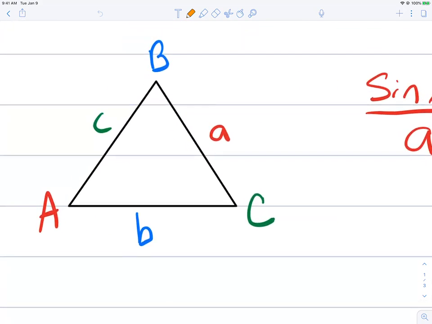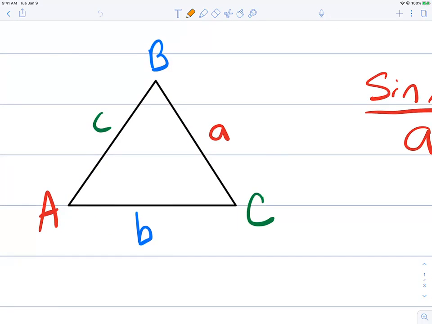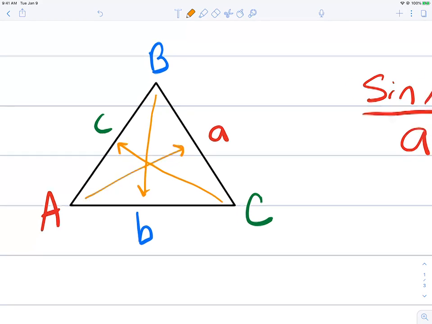So in a triangle, the way that we label it, if we use A, B, and C, is the angles are the uppercase A, B, and C. The sides opposite of it are the lowercase versions of those letters. So I've color-coded it on here so you can see which ones I'm referring to.